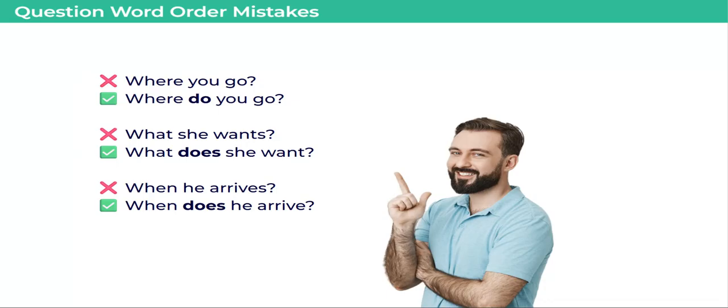Question word order mistakes. Where you go? No. Where do you go? What she wants? No. What does she want? When he arrives? Unfortunately, it's not correct. We need to say, when does he arrive?